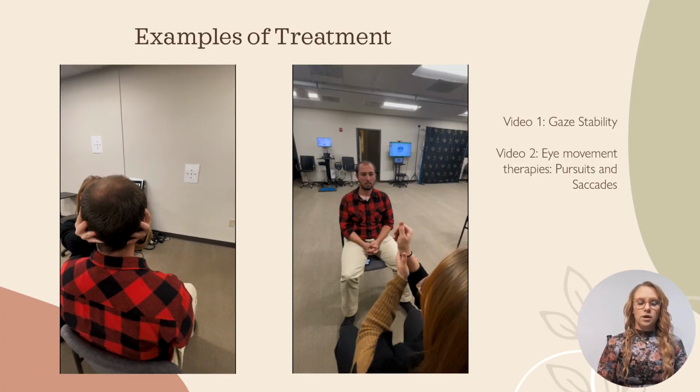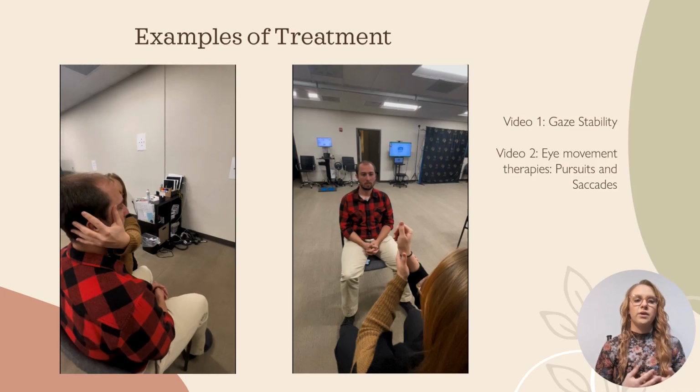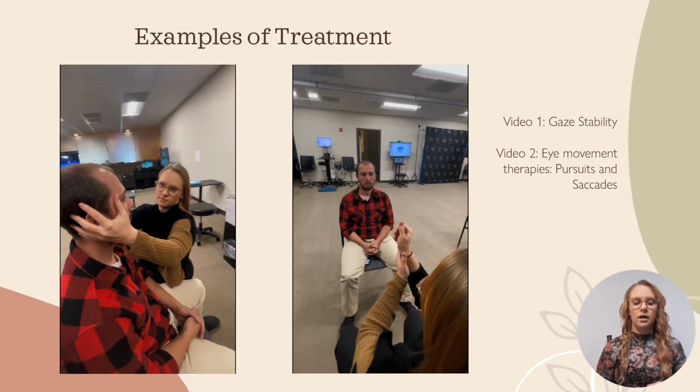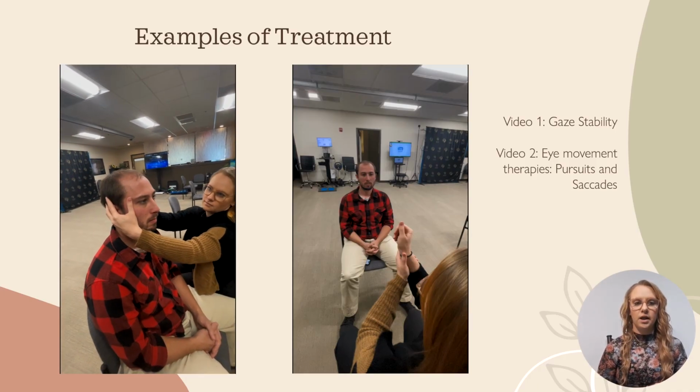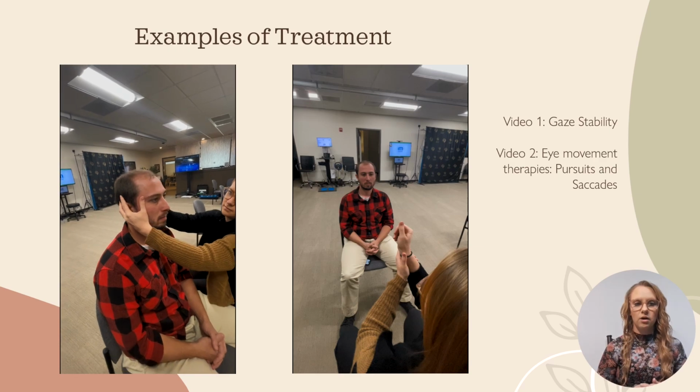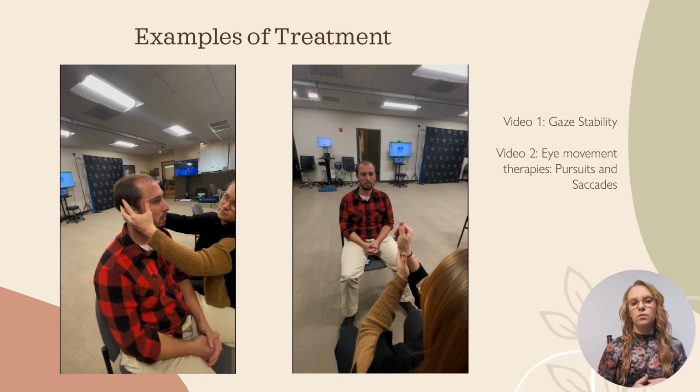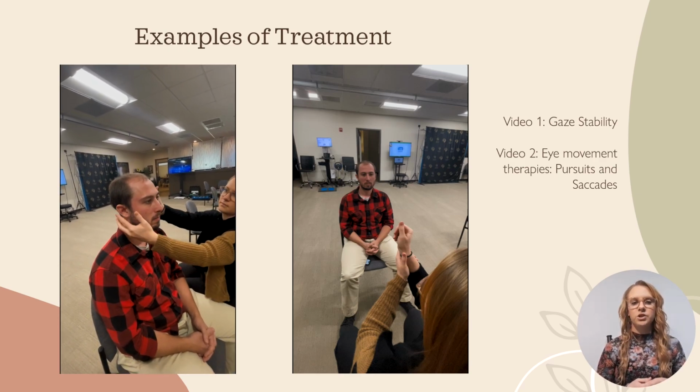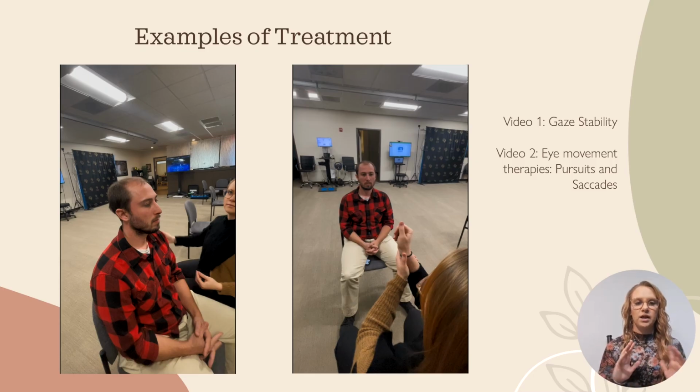So what we're doing here is a really seemingly simple therapy. This is called gaze stability, and what he's doing is looking at a target on the wall, and then I'm simply turning his head right and left. And this can be done in a bunch of different planes. It can be done horizontally, it can be done vertically, it can be done in different angles to try to activate either parts of the vestibular system or cerebellum, things like that.